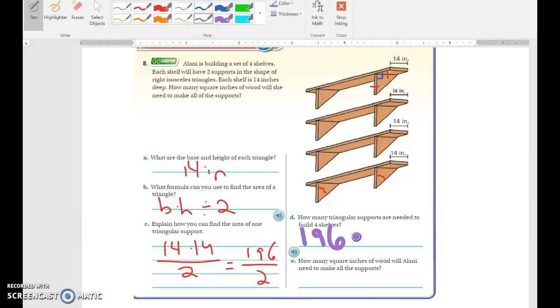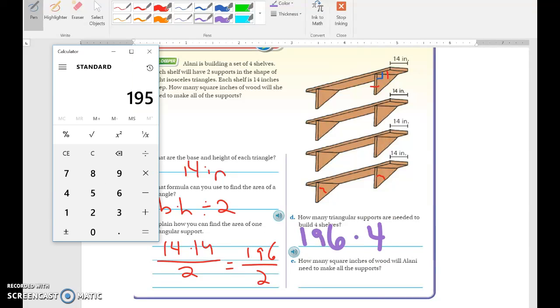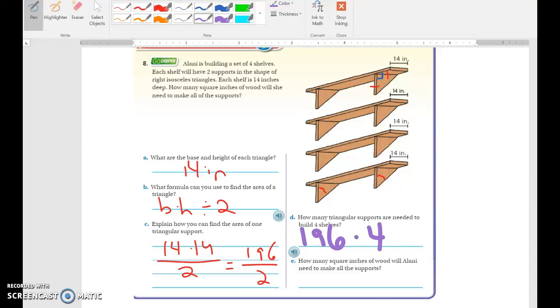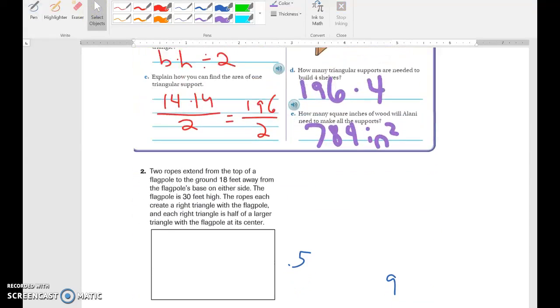196 square inches times 4. That's going to be a little less than 800. And again, you could easily do this without a calculator if you needed to. And that's going to be 784 square inches of wood. Okay? And in life, sometimes we do build things, and we need to know how much stuff we're going to need. So that's where this math can come in handy.